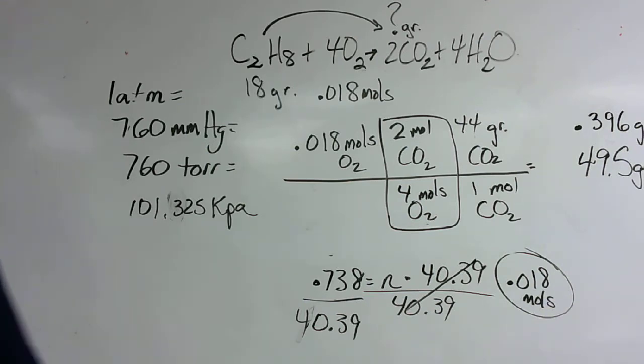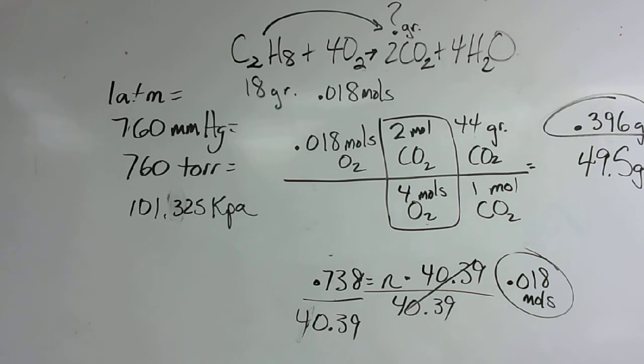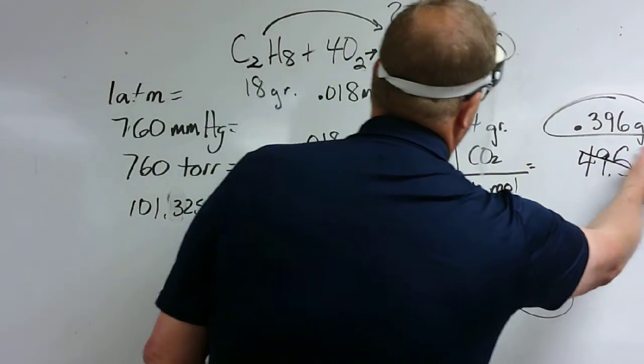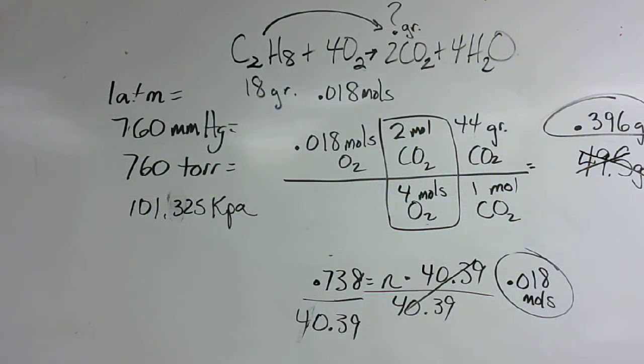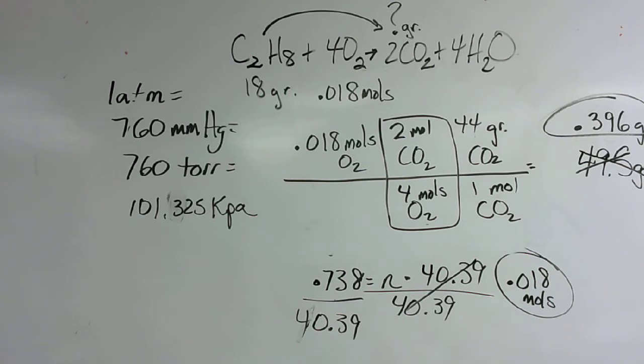Which one's the correct answer? Biggest one or smallest one? Smallest one. The reason is they can both produce 0.396 grams. They both cannot produce 49.5 grams, which means this one will never happen. And of course we know now what the limiting reactant is. Right, Matthew? Which one's my limiting reactant? Is it this one or this one? That's CO2.